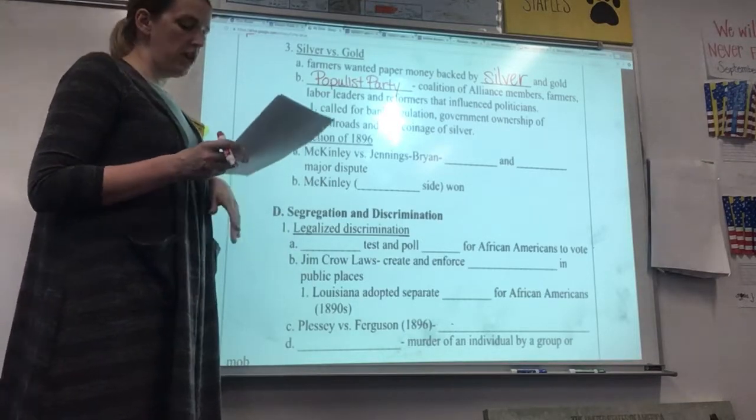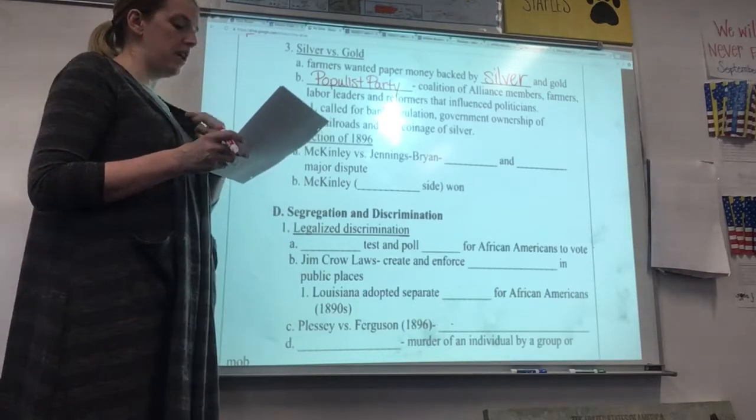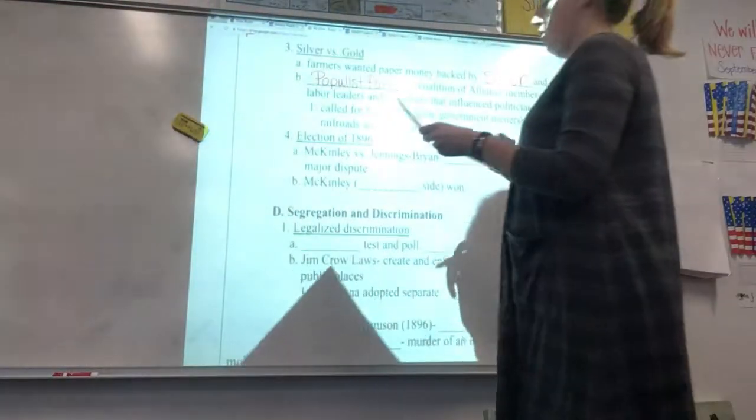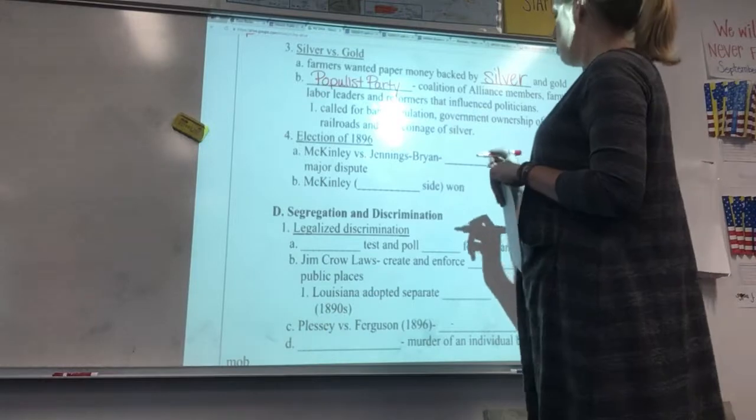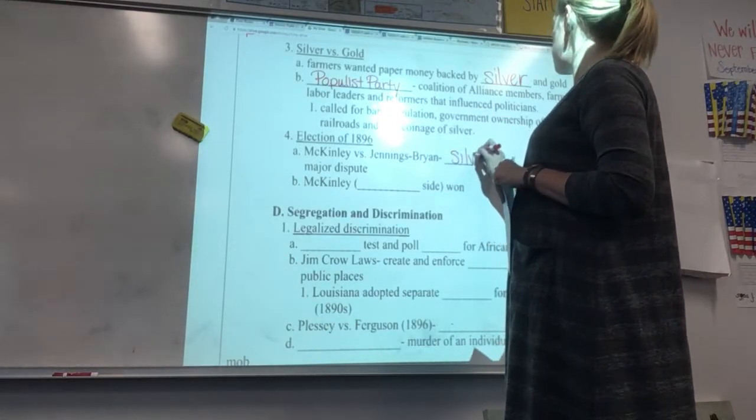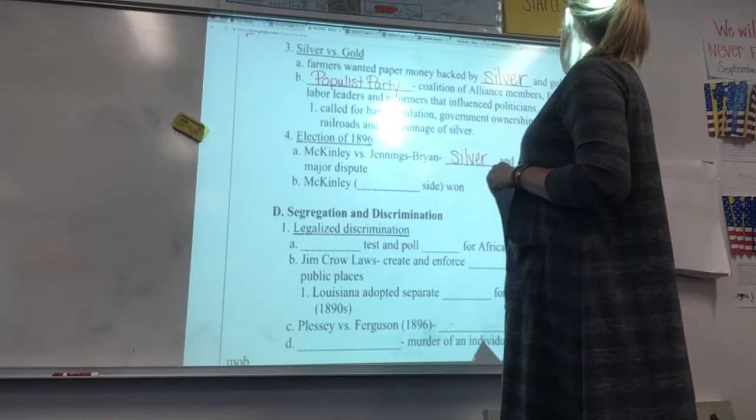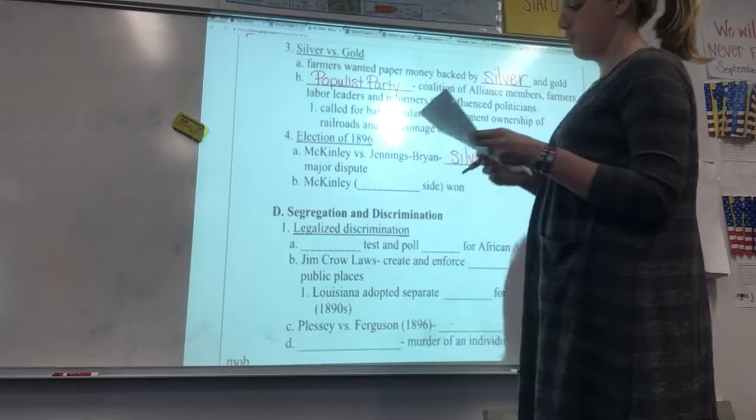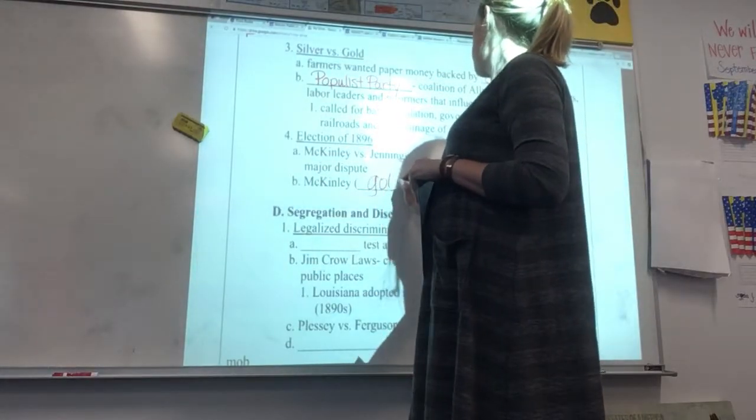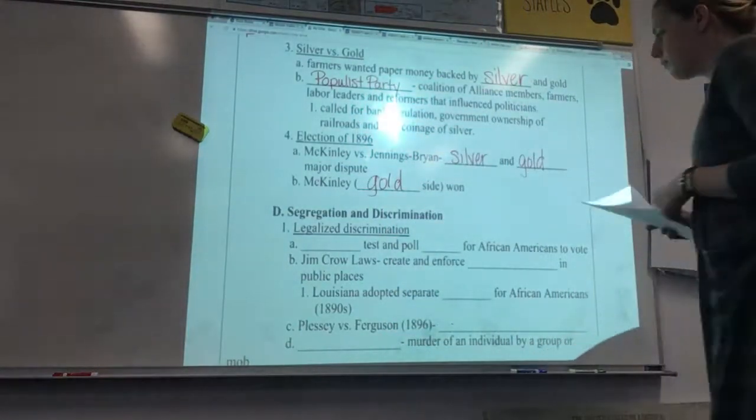We had a presidential election in 1896. This is McKinley versus Jennings Bryan. Silver and gold was the major dispute. McKinley, he was on the side of gold. He won.